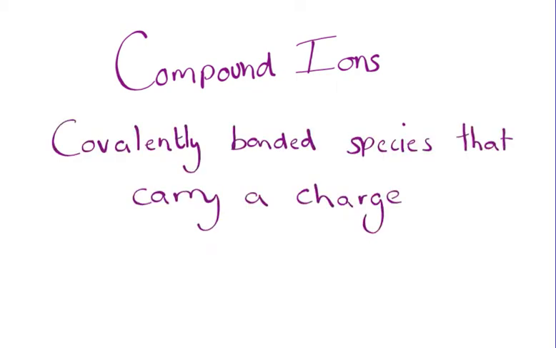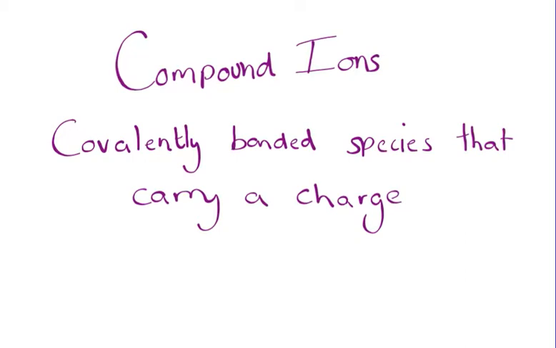In this video I'm wanting to talk about compound ions. We've looked at ionic bonding and how it occurs, just between actual atoms, and you've probably looked at creating ionic formulae in a previous video from the atomic structure section. So I just want to have a look at these things called compound ions. Compound ions are covalently bonded species that carry a charge.